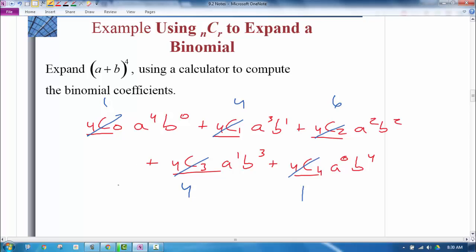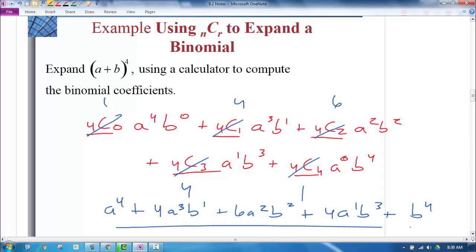But when you simplify this, then you get 1 a to the 4th, b to the 0, that's just a to the 4th. Plus 4 a to the 3rd, b to the 1st. Plus 6a squared, b squared. Then for the next one, you get 4a to the 1st, b cubed. And then the next one, you get just b to the 4th. So you can simplify it like this, and that is your expansion of a plus b to the 4th power.